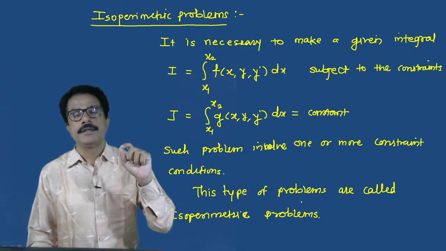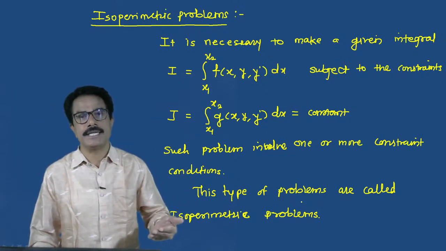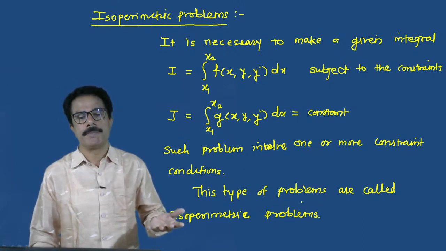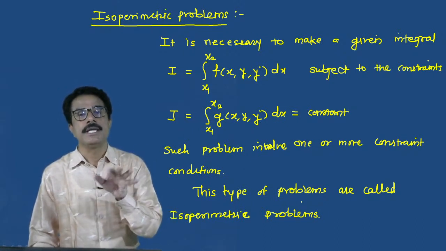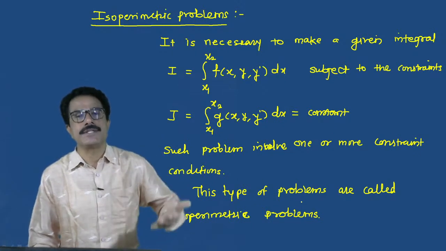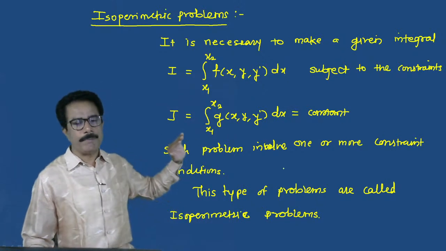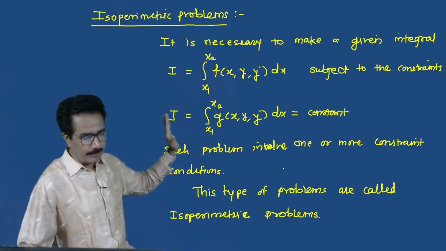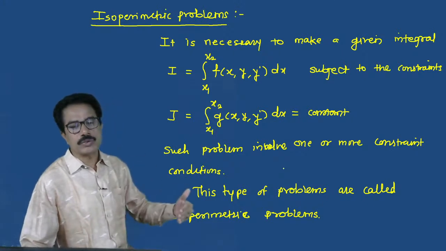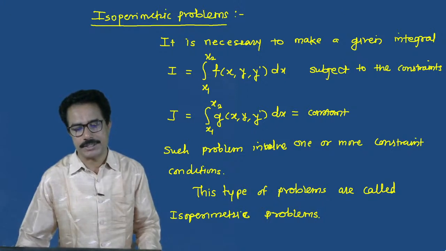It means we have given an integral with a constraint, under some condition there is an integral equation, and that equation is a constant. If a problem of an integral is given with a constraint, then such problems are called isoperimetric problems. Now how to solve such problems, how we can evaluate such problems, we shall discuss here.